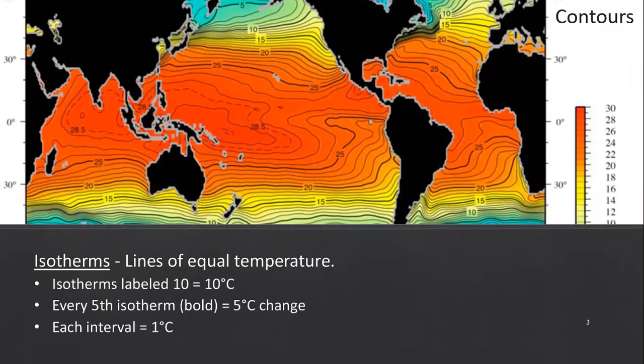For example, an isotherm labeled 10 means that all locations along that contour equal 10 degrees Celsius. Additionally, every fifth isotherm is labeled in bold, and it represents a 5 degrees Celsius temperature difference, which means that each interval in between equals 1 degree Celsius temperature change.